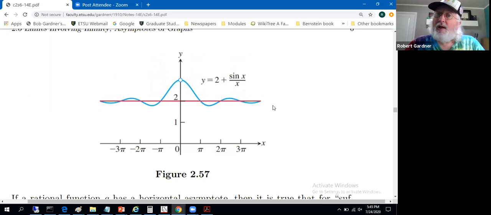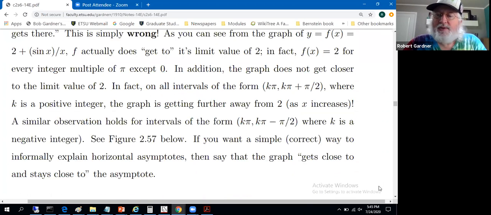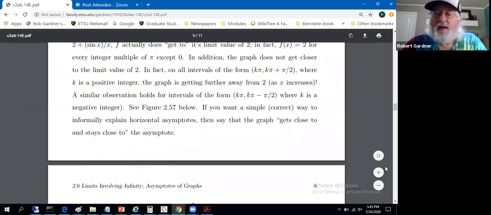It's not about closer and closer. It's about getting close and staying close. When it goes away, don't go far away. It stays close. In fact, it turns around and comes back. Then it goes further away again, but even less far away, as would be necessary for this to be a horizontal asymptote. So back to the previous page, I think I covered all of this.